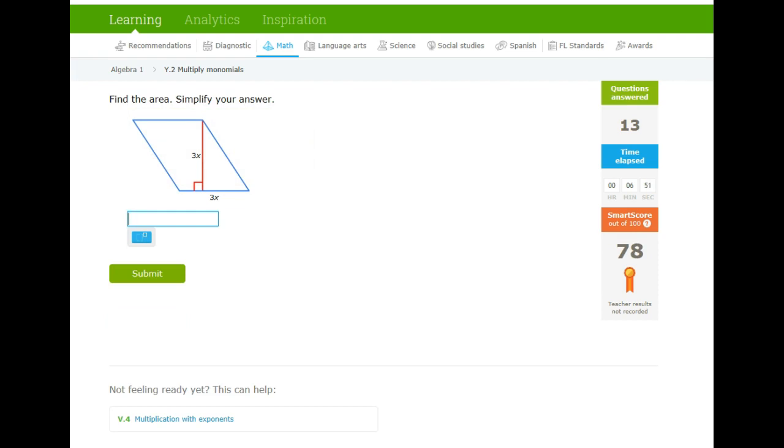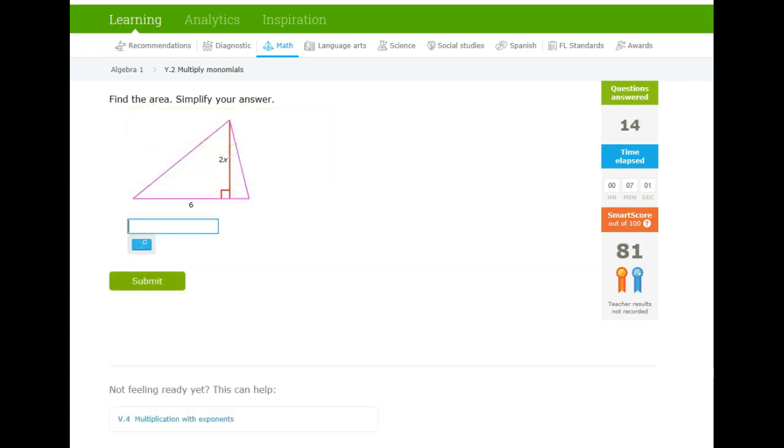Parallelogram is base times height. The same is 9, because 3 times 3. The x is to the 2nd power, since you have x to the first and x to the first. So another triangle, base times height, which is 6 times 2, 12x divided by 2 is 6x, since the area of the triangle is base times height divided by 2.